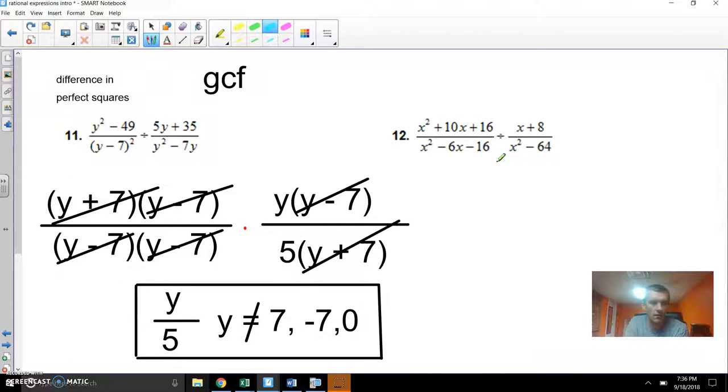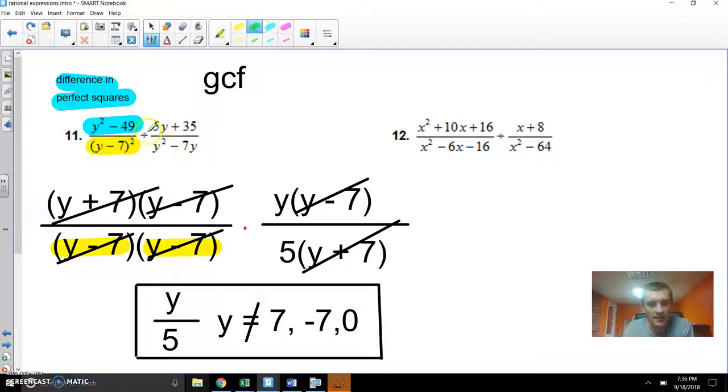Last two. So the last two have to do with division again, and what you'll notice is that I've taken a moment to factor what's called difference in perfect squares. Numbers that multiply to be 49 but add or subtract to be 0 since there's no b value. That is 7 and negative 7. I've taken a moment to take y minus 7 squared and to write 2 of them, because when you square something it means you're multiplying the same thing twice.